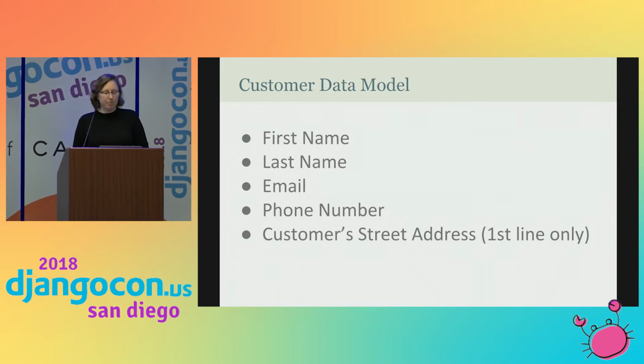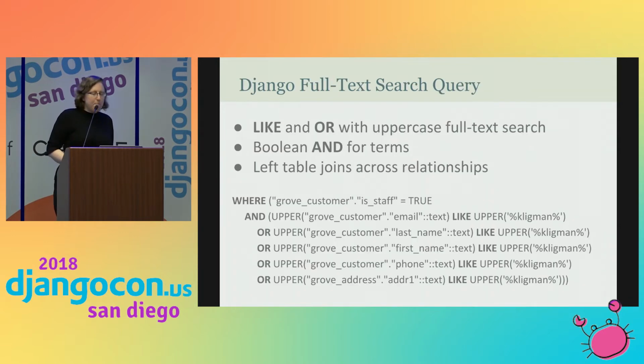This was our data model for search. We simply had a first name, a last name, an email address and phone number, and the first line of a customer's street address, just one address. But behind the scenes, Django would produce a query like this. Now, it would full text search all of the fields, transform them, and then on top of that, it would walk any relationships that we had.